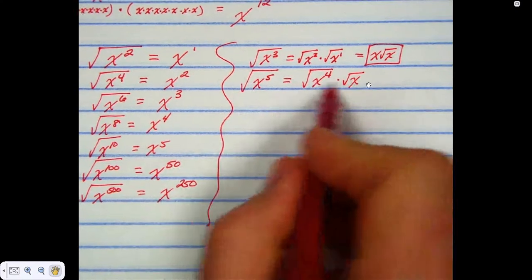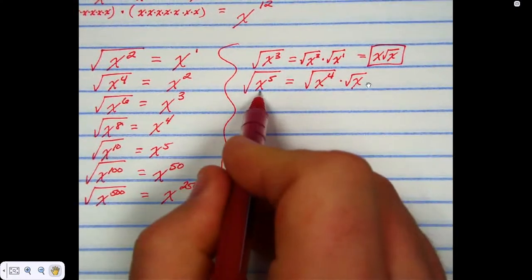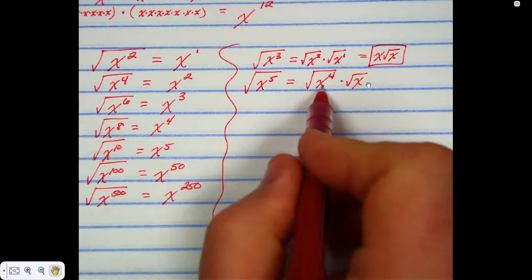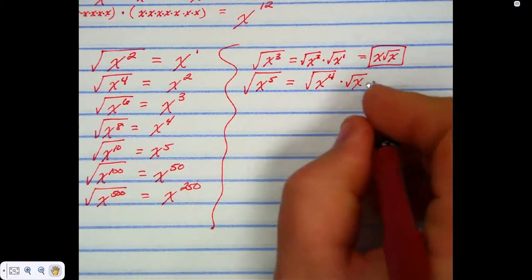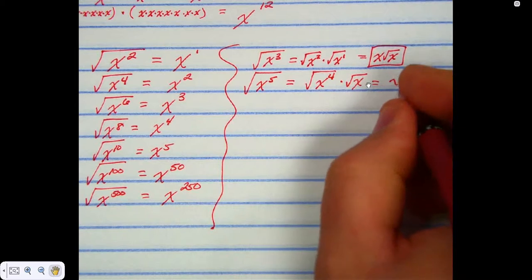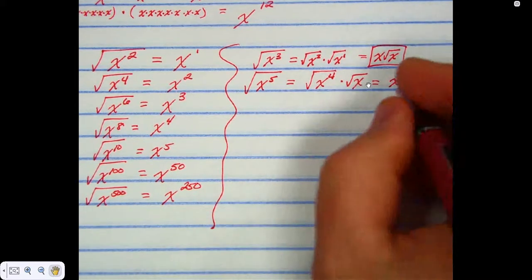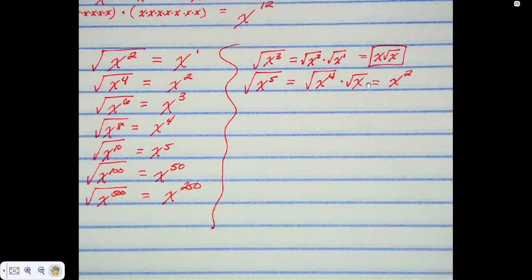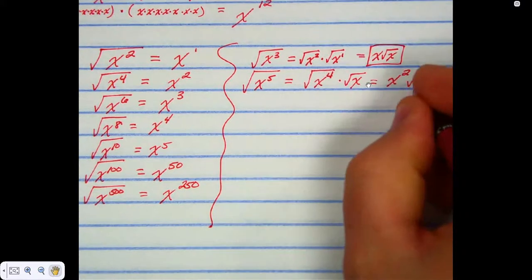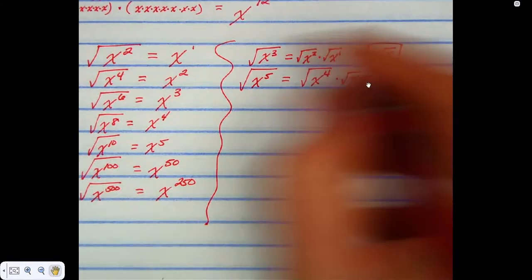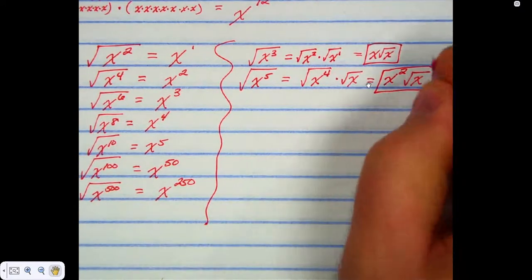You see how I broke this up to where when I multiply them back together, I do get that, don't I? All eyes up here. X to the fourth square root. What is that? X squared. So I got as much as I could out. What's left inside? Square root of x. That's your answer there.